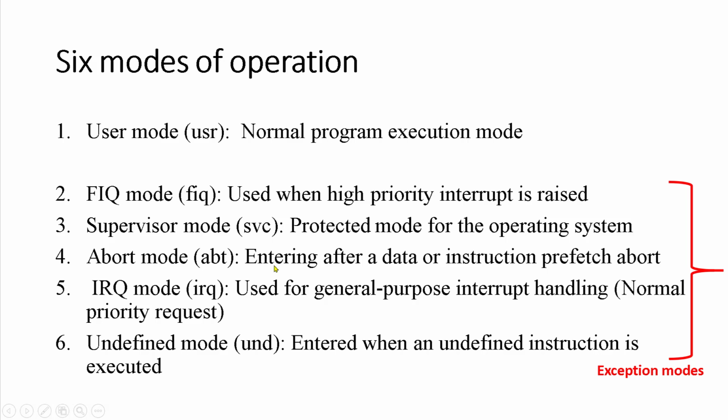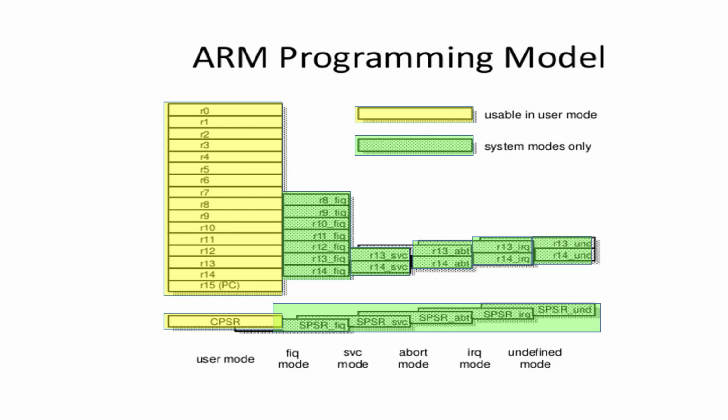Okay, so now we go back to the programmer's model. As I told you, the programmer's model gives the information about all the registers available for the programmer to write a program. In simple words, we can tell it like this.